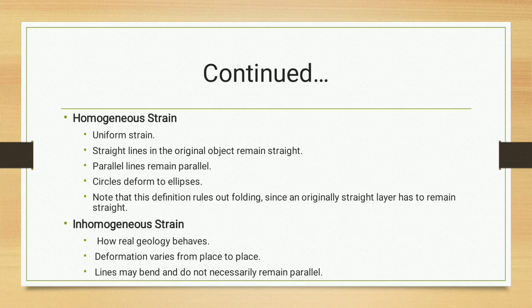Homogeneous strain. How real geology behaves. Deformation varies from place to place. It is called inhomogeneous strain, which is the way real geology behaves. Deformation varies from place to place. Lines may bend and do not necessarily remain parallel. These are the properties of inhomogeneous strain.